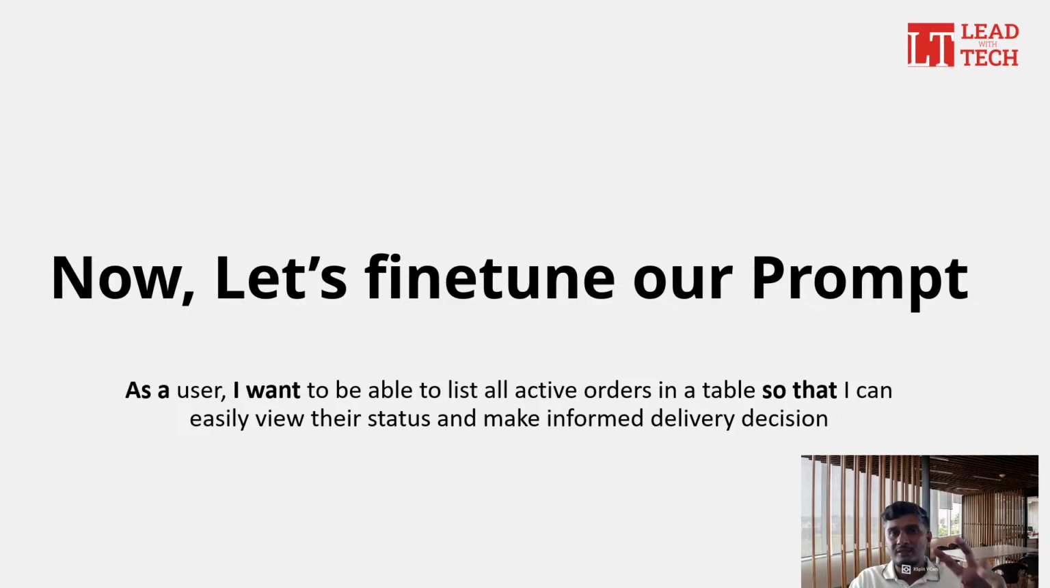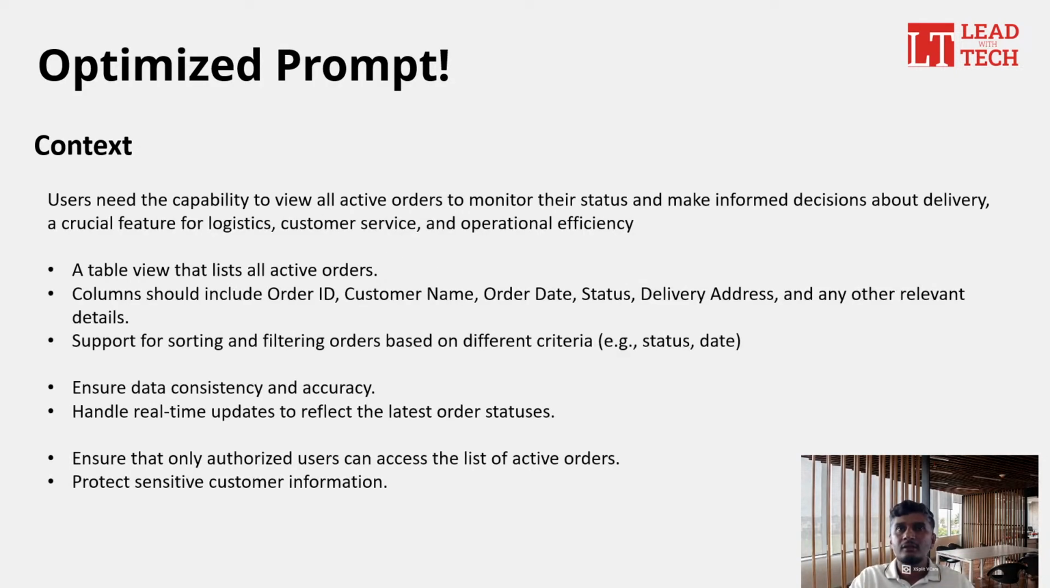Now, based on the 5 categories of questions I asked, the first thing is, what is the context I came out with? The context talks specifically about what the user needs: the capability to view active orders, to monitor the status and take an informed decision. And what is the table that we want, what are the columns that this order typically needs, and what is the sorting and filtering order.